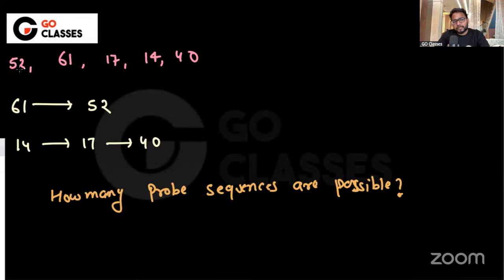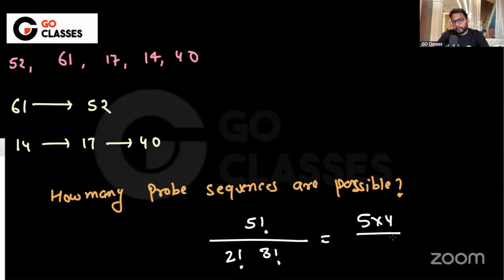You just need to check that 1, 2, 3, 4, 5 are there. So 5 factorial, divided by 2 factorial because this is not possible, so you cannot overcount, and 3 factorial, right? Which means 5 into 4 divided by 2, which is basically 10, right? Is this fine to everyone? Let me know. You can even tell how many probe sequences are possible.